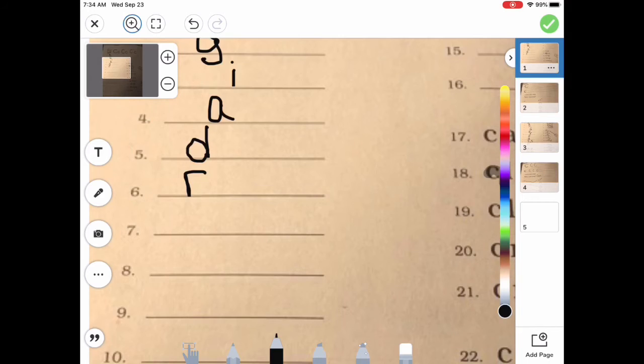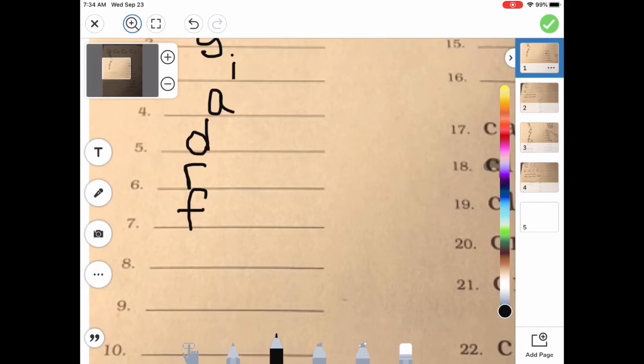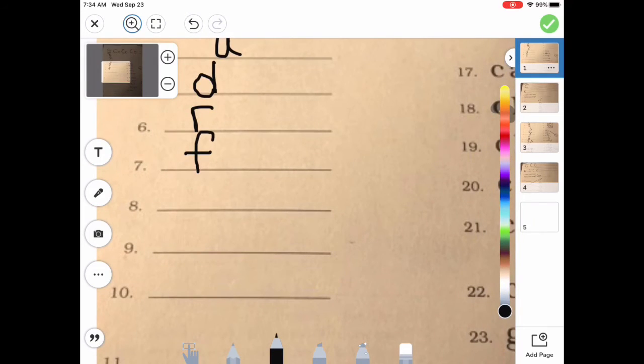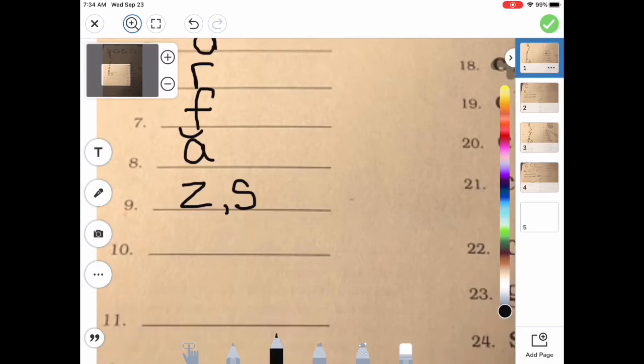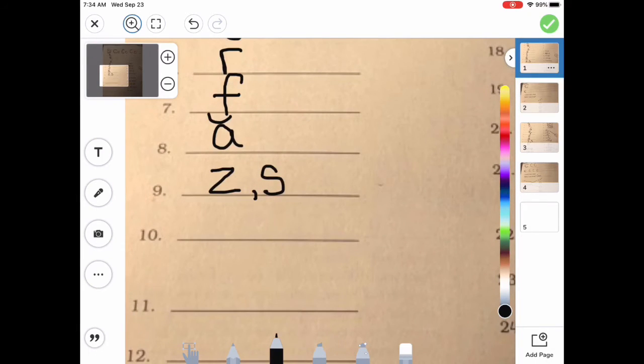Good job, D. Number 6, we're going to make the letter that makes the R sound. R, very good. Number 7, we're going to make the letter that makes the F sound. F, perfect. Number 8, we're going to make the letter that makes the A sound. A, good job. Number 9, we're going to make the letter that makes the Z sound. That's right, Z, but what else can make that sound? S can make that sound too, very good. All right, and then number 10, we're going to make the letter that makes the H sound.